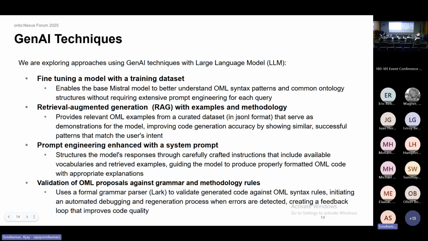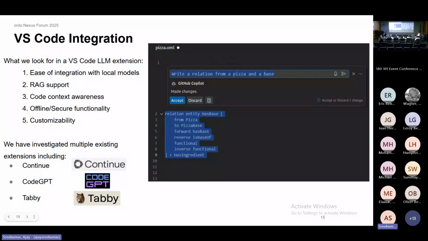So the second stage of our operation is the VS Code integration, where what we look for is a locally hosted LLM, and the VS Code extension needs to support ease of integration with these local models, the kind of RAG document support, code context awareness, where it needs to understand it only can take a certain amount of context based on the project that's open, which again would ensure offline or secure functionality and a high level of customizability.